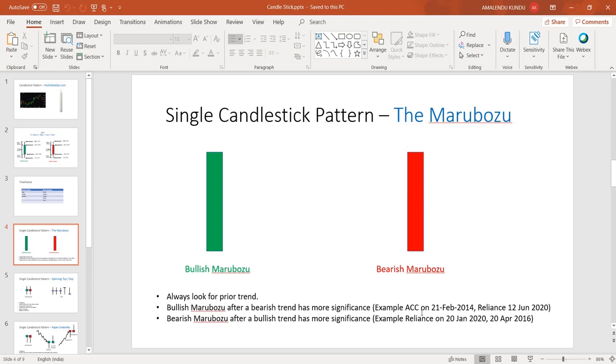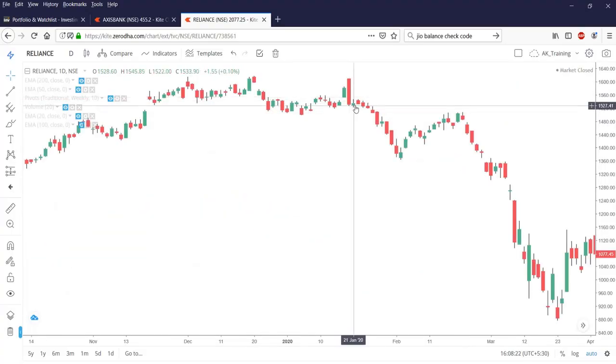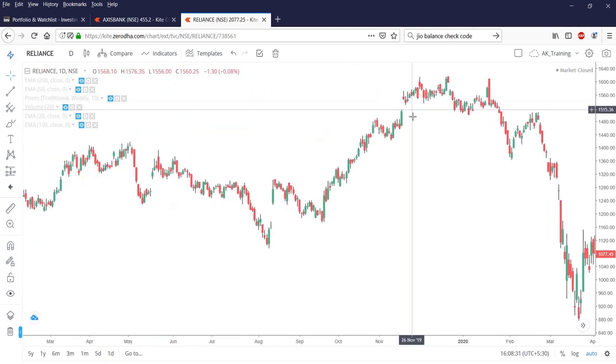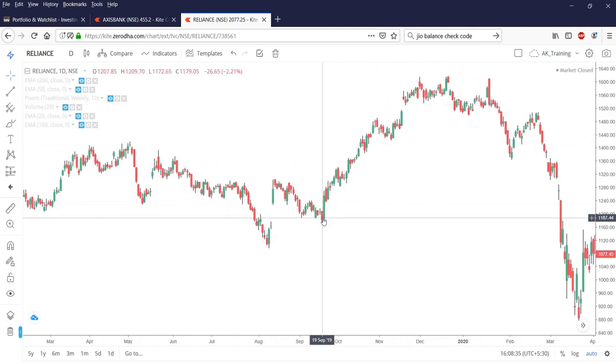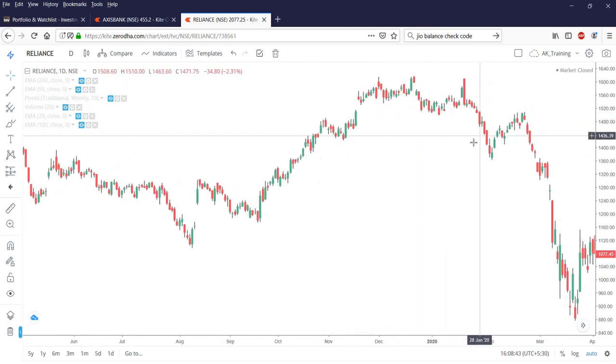So now let's take a look. I've just put the dates. Reliance, 12 June 2020. Now you look at this example of Reliance on 20th January 2020. See, as I told you, you need to look for the prior trend. So the prior trend is an uptrend. From here, the price starts moving up, up, up, right? So the price is moving up. The prior trend is an uptrend.